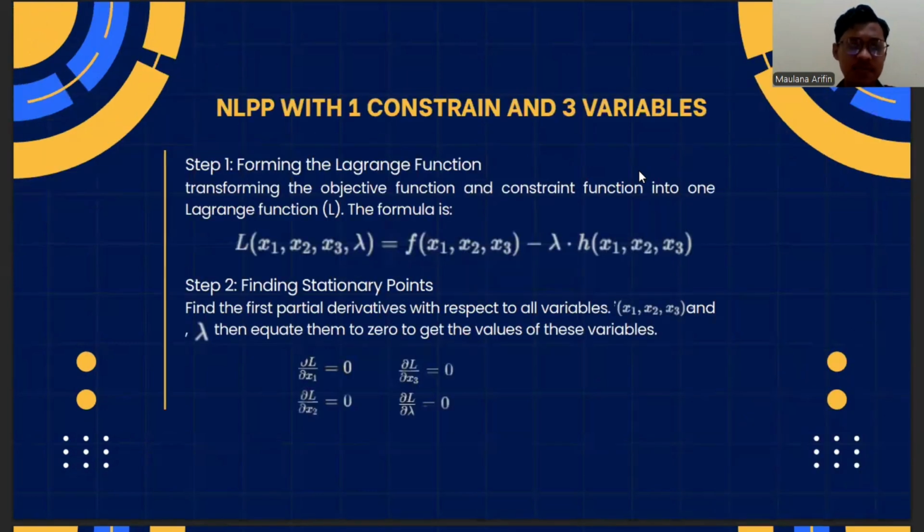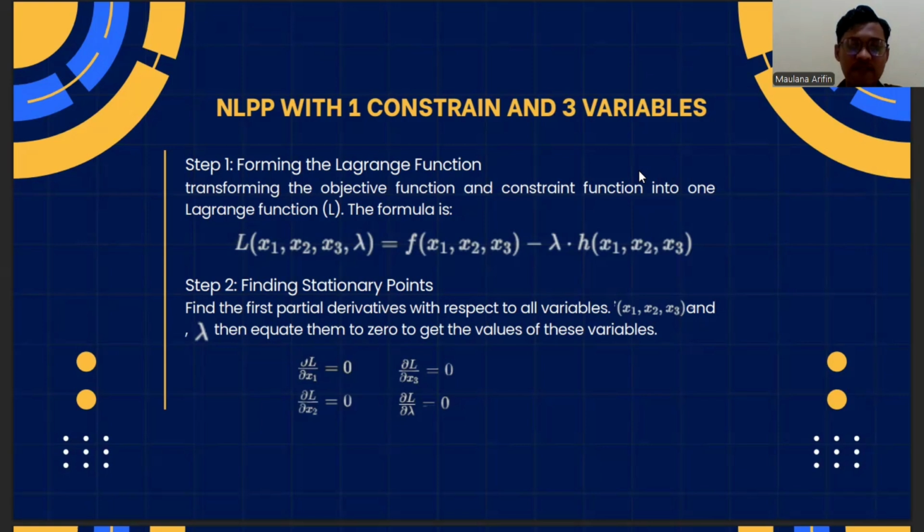Let's begin with the fundamental theory. To solve nonlinear optimization problem with constraints, we use the Lagrange multiplier. First step is forming the Lagrange function, transforming the objective function and constraint function into the one Lagrange function. The formula is L(x1, x2, x3, lambda) equals f(x1, x2, x3) minus lambda times g(x1, x2, x3).